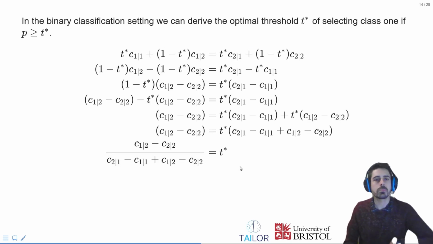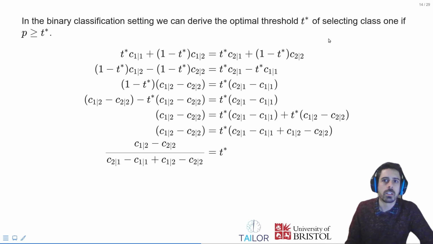Then we will select class 1 if the posterior probability of class 1 given x is bigger than this threshold that we are going to look for here. Then just following this derivation, we can find out that this optimal threshold can be computed directly with these values from the cost matrix.